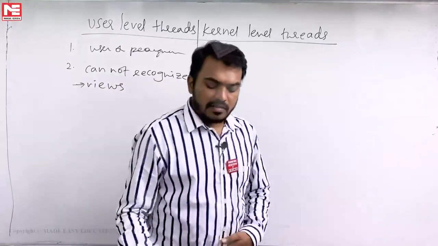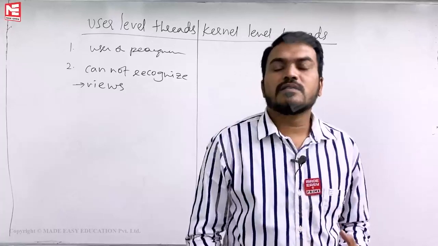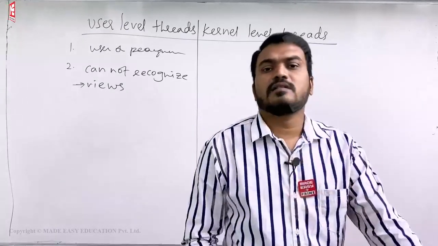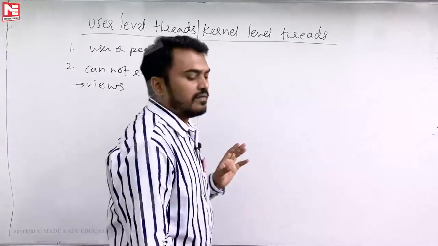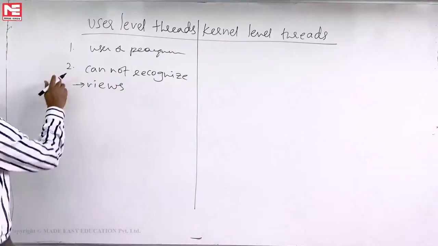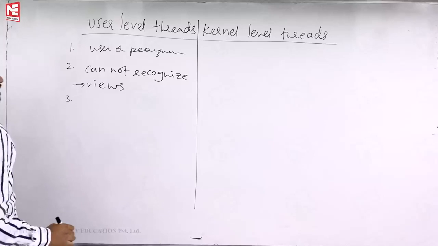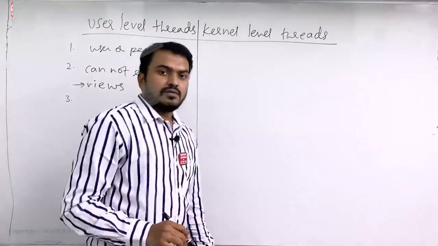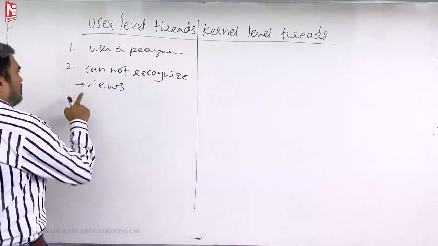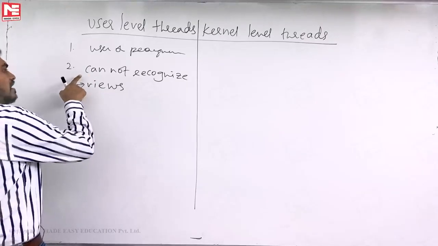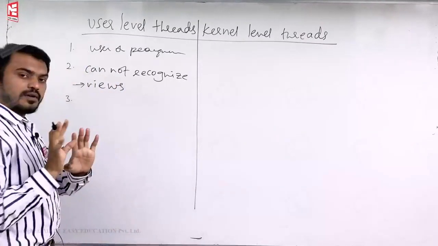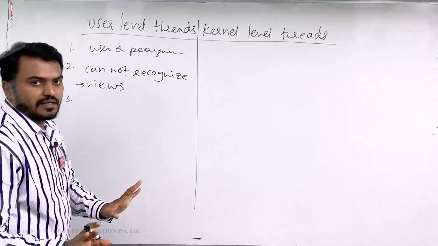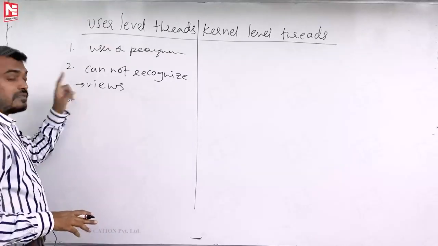So what does this mean? The operating system views a user level thread as a process only. It sees it just like a normal process. Understood, right? So now understand the next point, the third point. Listen carefully. The second part, understand: operating system cannot recognize user level threads. It views a user level thread as a process only, just like a normal process. So that is the reason.